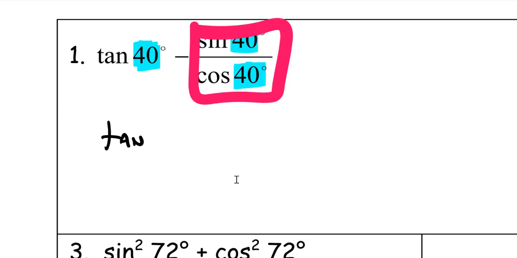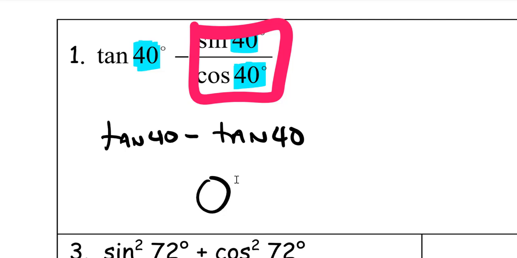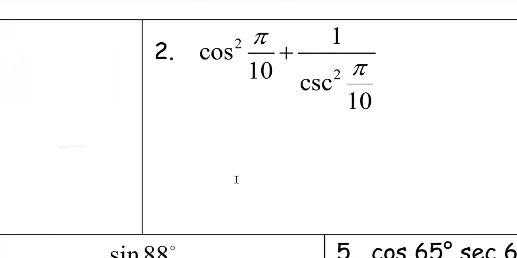So I have the tangent of 40 minus the tangent of 40. And we all know if we have two quantities that are the same and we subtract them, we get a value of 0. Easy peasy lemon squeezy. Not too hard. Now let's take a look at example 2.